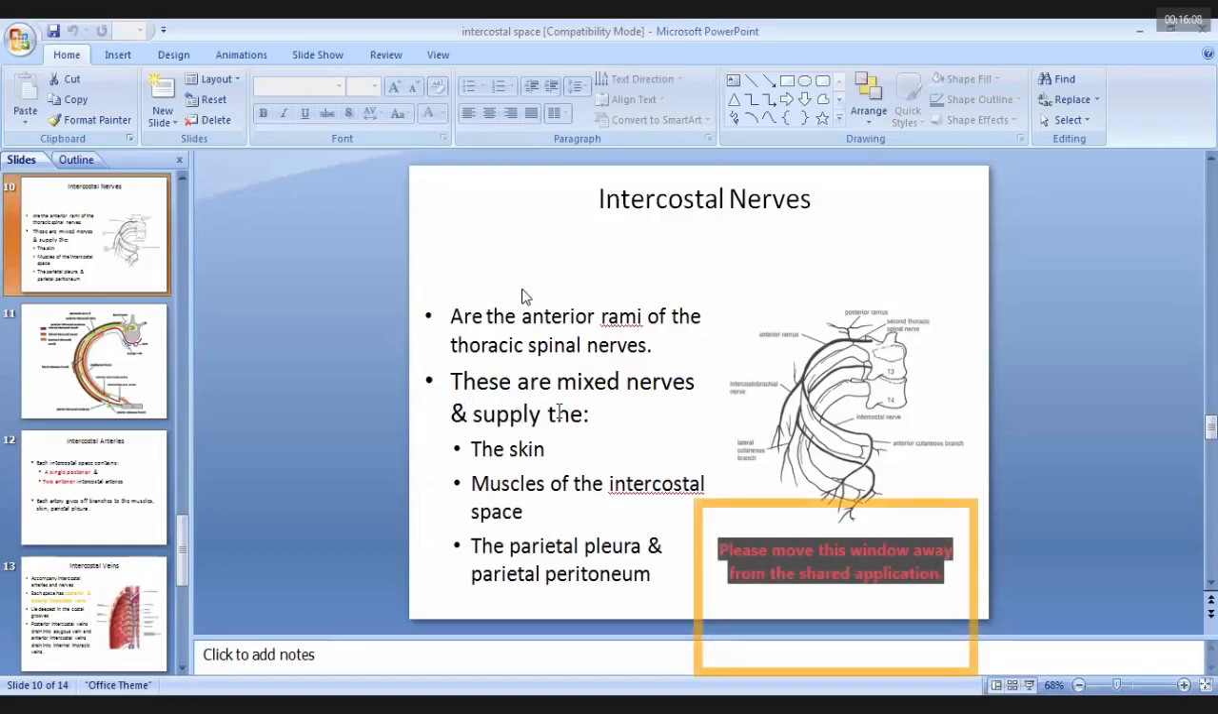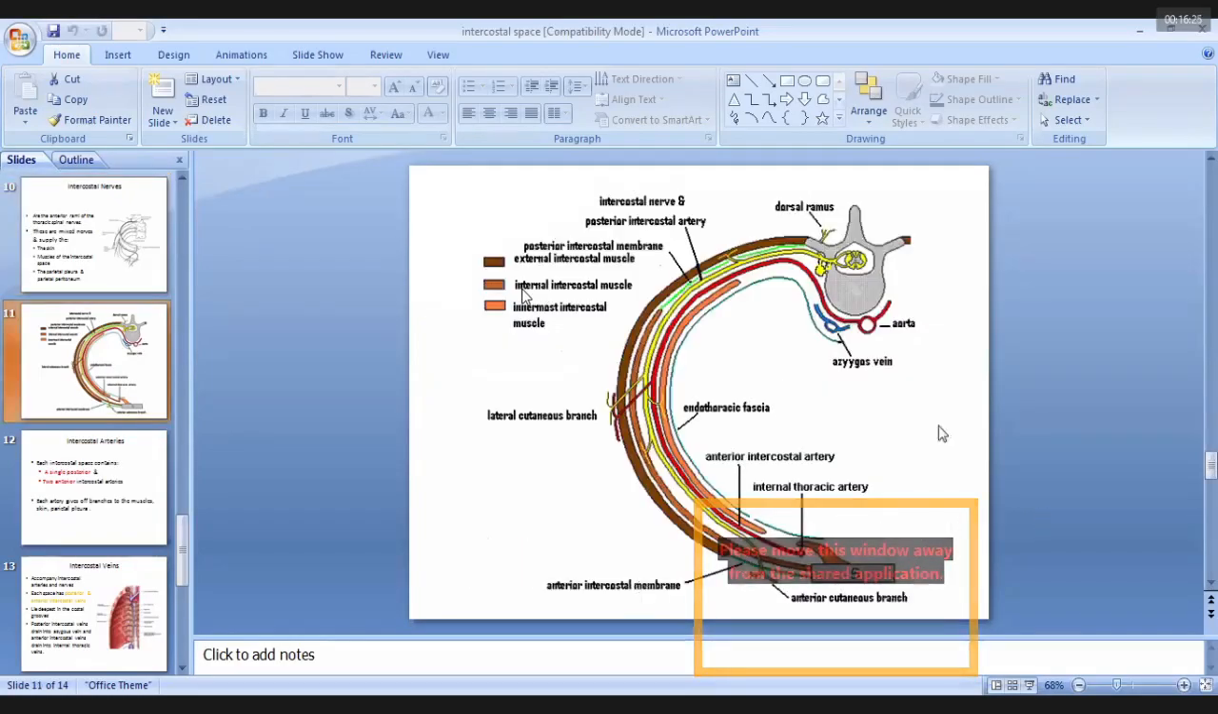These are mixed spinal nerves and supply the skin and the muscles of the intercostal spaces: external, internal, and innermost intercostal muscles. Along with this, these nerves also supply the parietal pleura and the parietal peritoneum. Now see in this figure, it is an example of an intercostal nerve, that is an anterior ramus of the thoracic spinal nerve, running in the subcostal groove with the other neurovascular structures, the intercostal artery and intercostal vein.